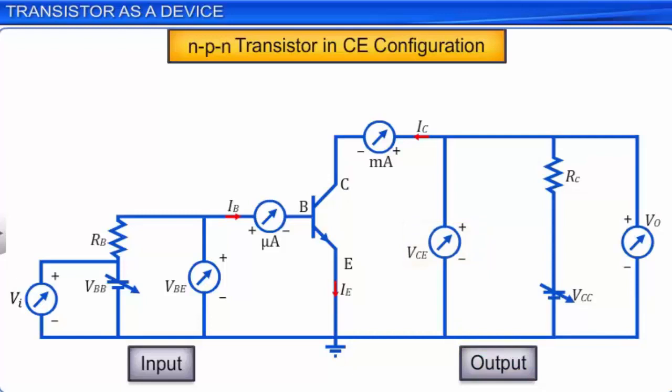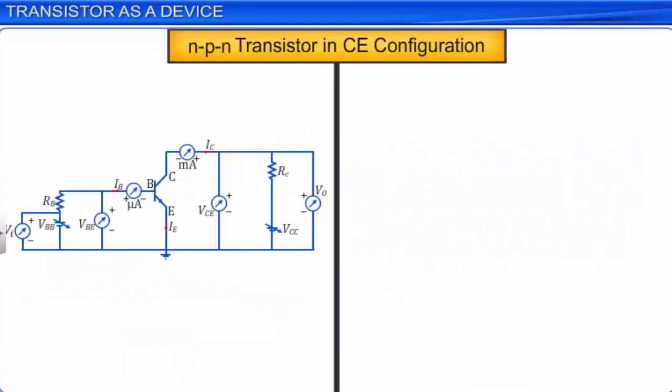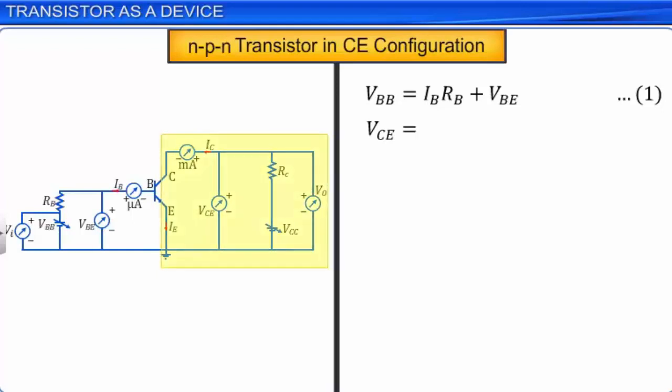We shall try to understand the operation of the transistor as a switch by analyzing the behavior of the base-biased NPN transistor in the common emitter configuration. On applying Kirchhoff's voltage rule to the input of the circuit, we get VBB is equal to IB into RB plus VBE. Let this be equation 1. And, on applying Kirchhoff's voltage rule to the output of the circuit, we get VCE is equal to VCC minus IC into RC. Let this be equation 2.